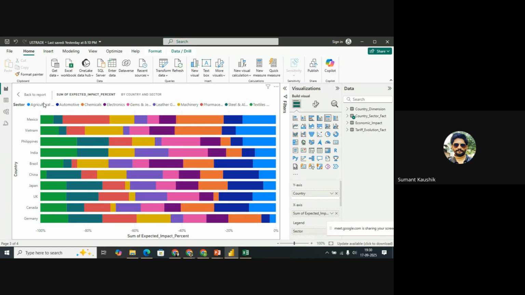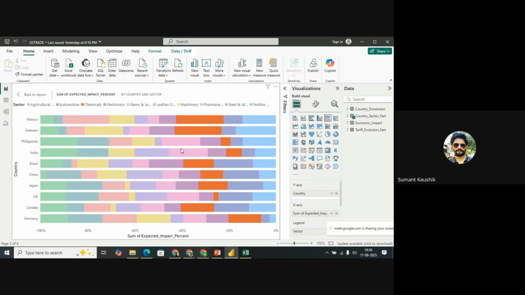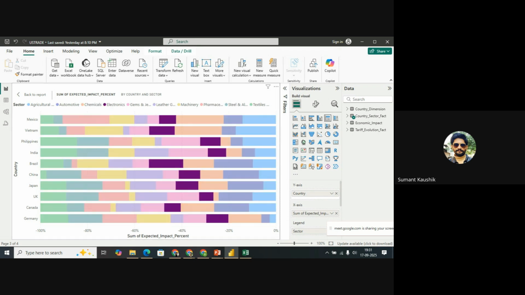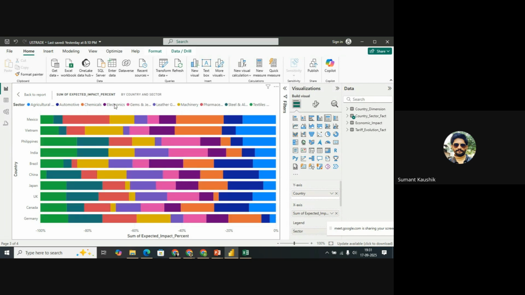Next, we take the case of chemicals. In the chemical sector, most probably the two countries, Mexico and Vietnam, will be facing the highest impact on their exports due to this imposition of tariff. The rest are more or less not so significant. Next is the case of electronics. In electronics, Brazil will be facing the highest impact compared to the other nations.